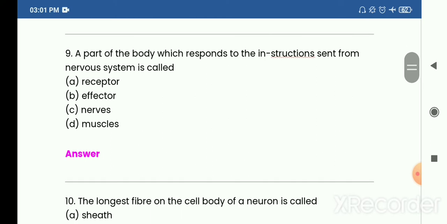Next, question number 9. A part of the body which responds to the instructions sent from the nervous system is called a receptor, effector, nerves, or muscles. Again, read the question: a part of the body which responds to the instructions sent from the nervous system. These are generally called effectors. So here option B is the correct answer. Option B, effector.